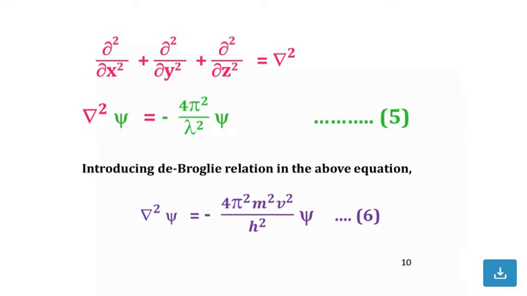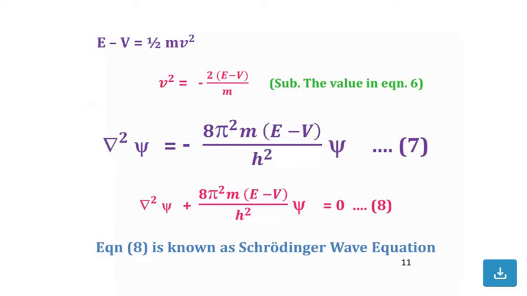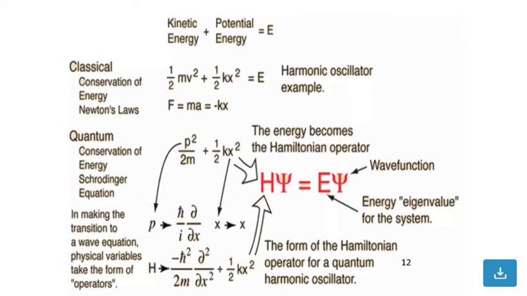Now introducing the de Broglie relation in the above equation, you will get this. Now E minus V is equal to half mv square, so v square is equal to 2 times (E minus V) by m. Substituting the value in the equation, you will get equation 8. This equation is known as the wave equation, the Schrodinger wave equation.